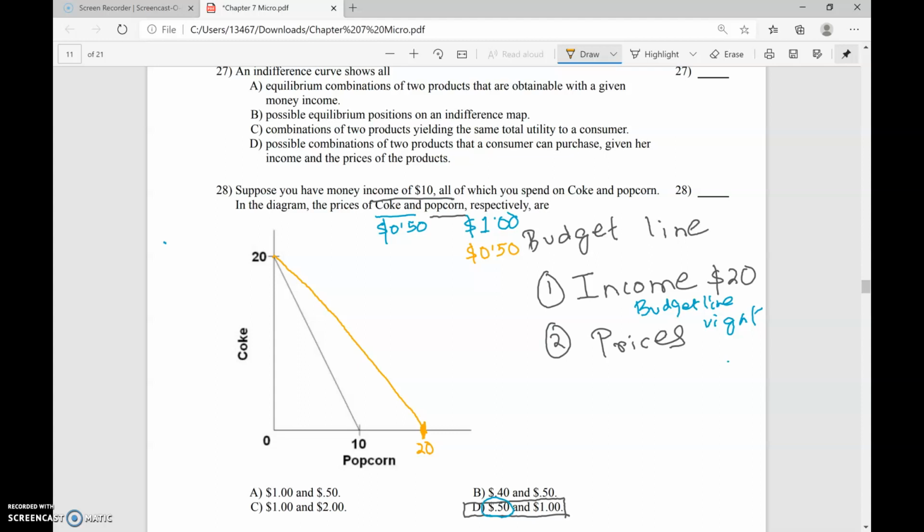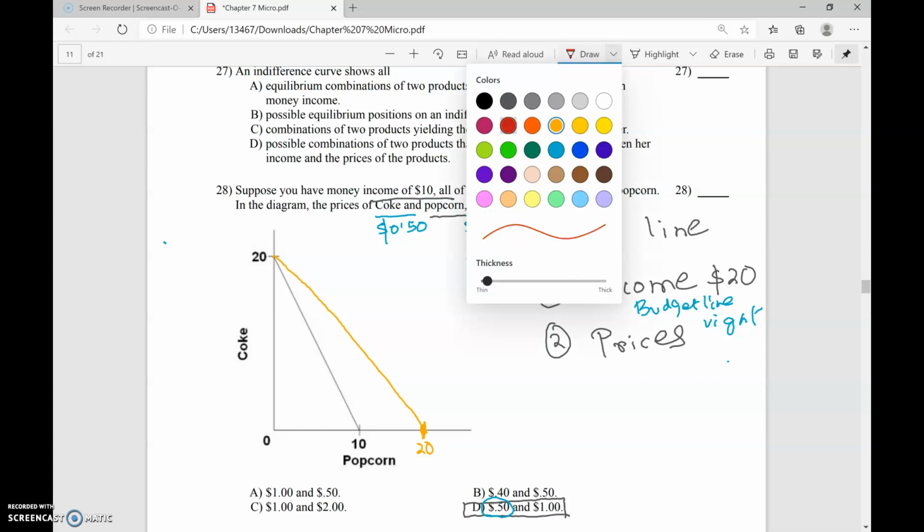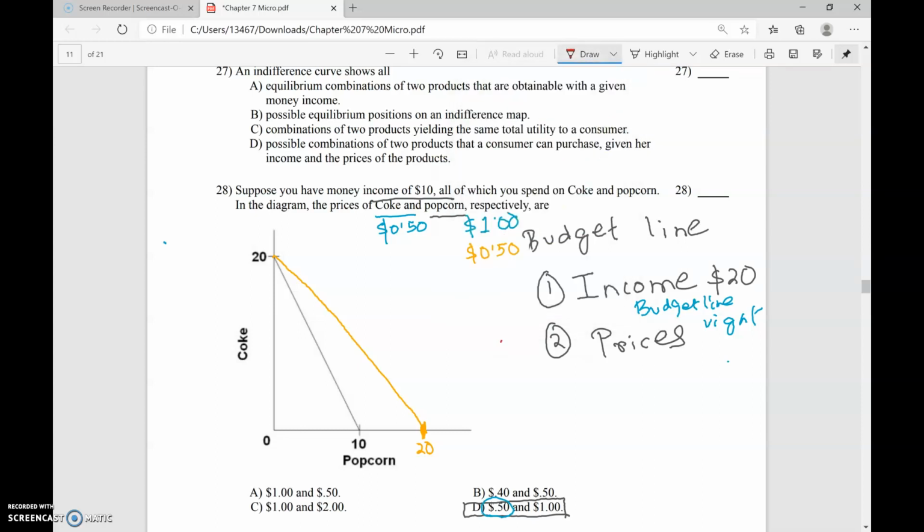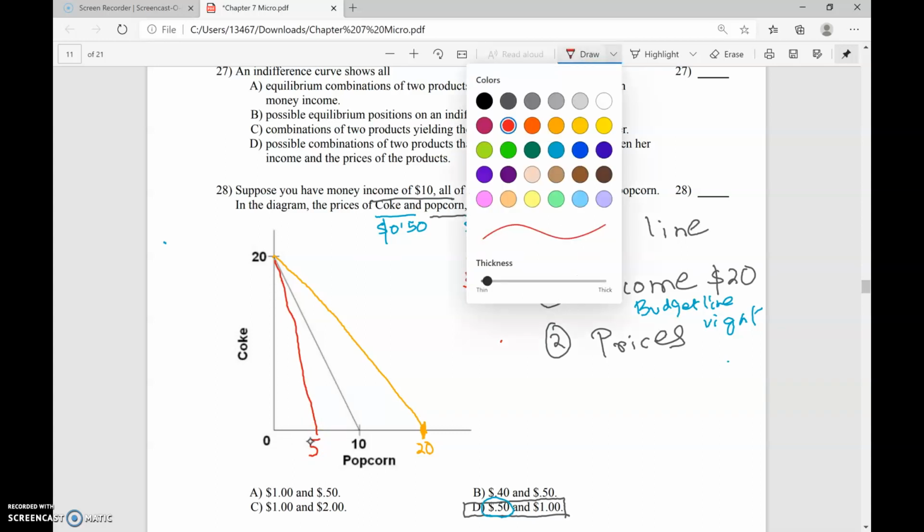And at the same time, let's make the assumption that instead of going down to 50 cents, the price of popcorn went up from $1 to $2. Price of Coca-Cola staying the same. So what happens now? So this number is really gonna go down here. This number becomes 5.